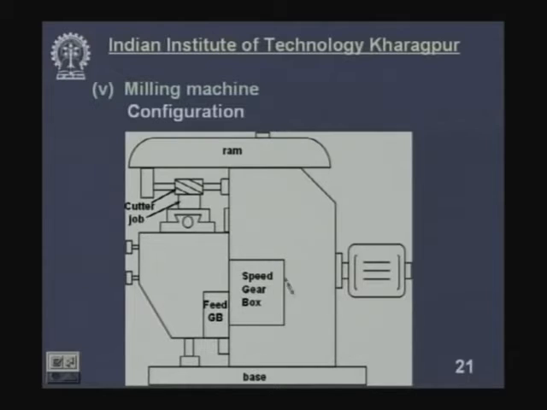And this is the speed gearbox which splits the speed into a number of speeds as desired. This is a feed gearbox. Now, what are the functions it does?